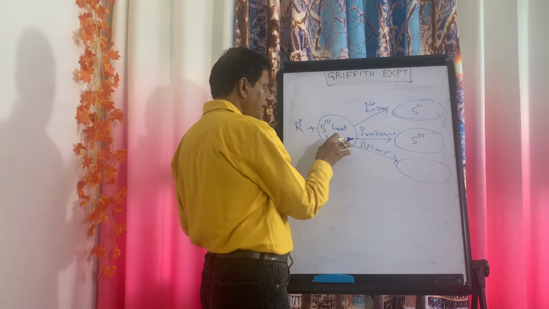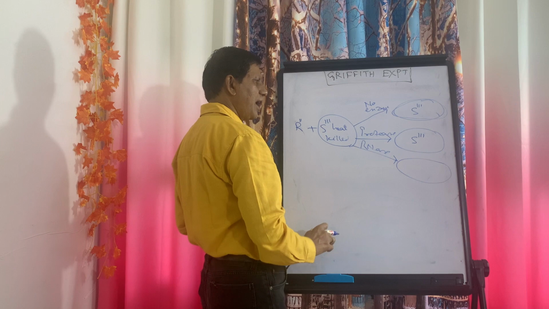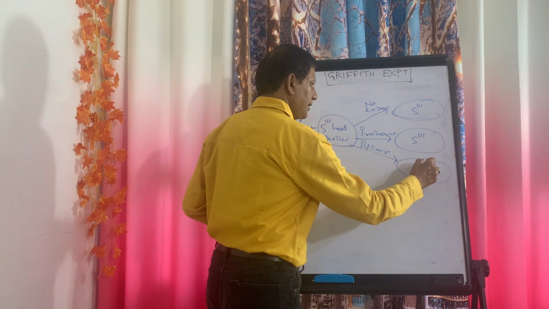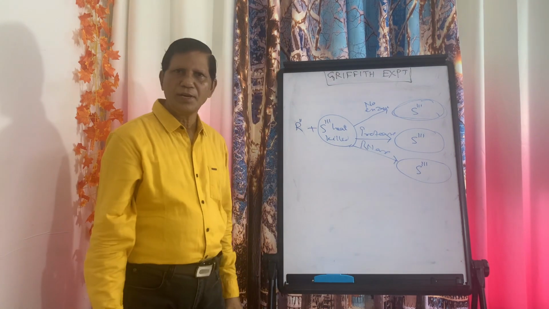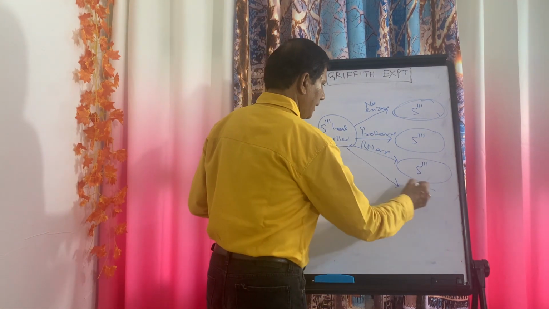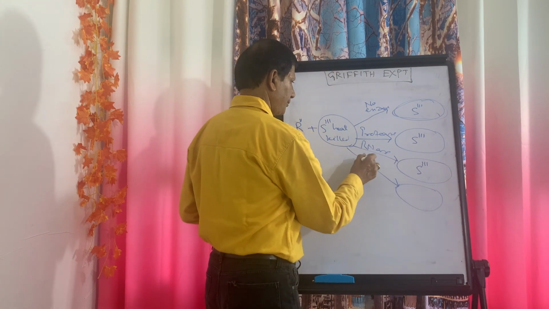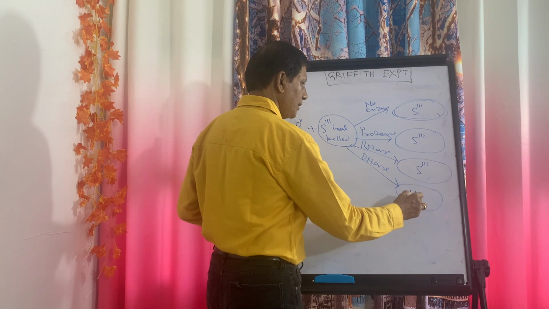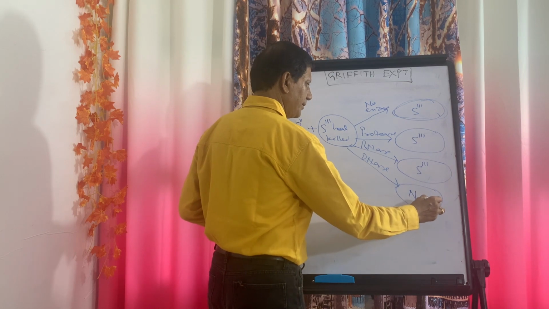Third, in the third set, the enzyme RNase was given. That means in the heat kill form there is no RNA. And again they observed that there is again S3 type of bacteria. In the fourth experiment, they treated it with a DNase enzyme, and here they found there is no bacteria.